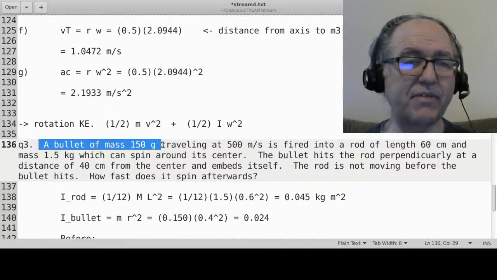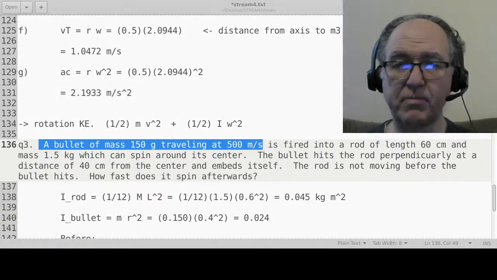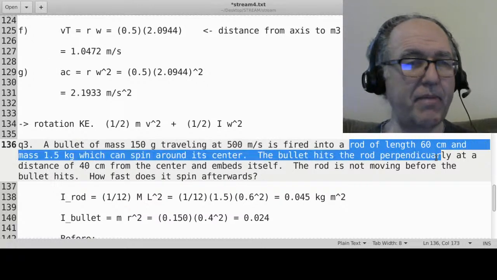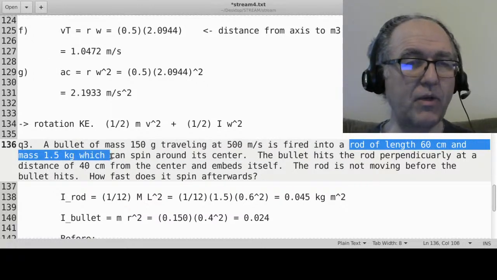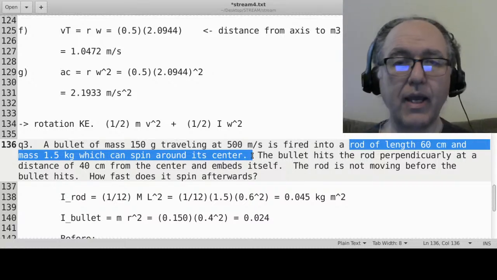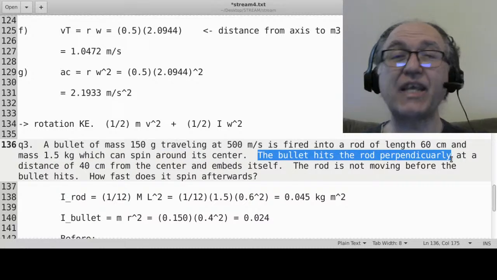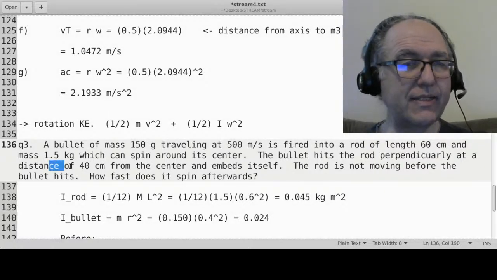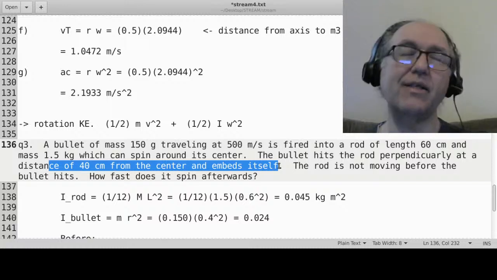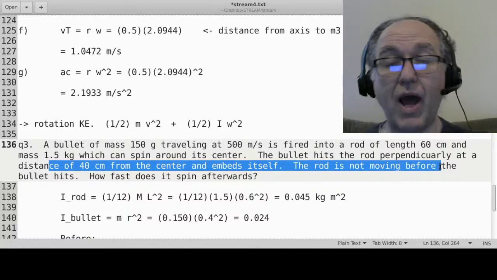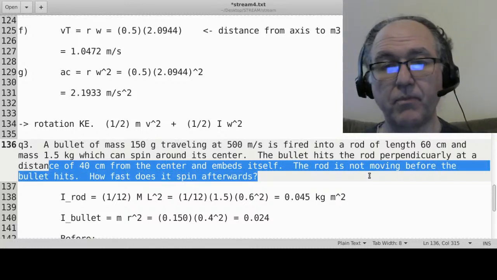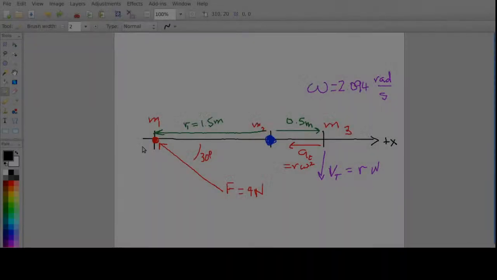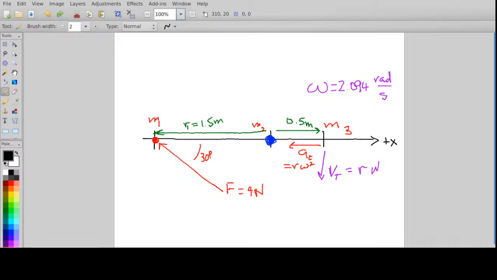So we have a bullet with a mass of 150 grams traveling at 500 meters per second. It's fired into a rod of length 60 centimeters and mass 1.5 kilograms that can spin around its center. The bullet hits the rod perpendicularly, which is kind of important. I'll draw this in a minute. It hits the rod perpendicularly at a distance of 40 centimeters from the center and embeds itself. As you can imagine, the rod, which is not moving initially, will start to spin. How fast does it spin afterwards? Let's take a look.